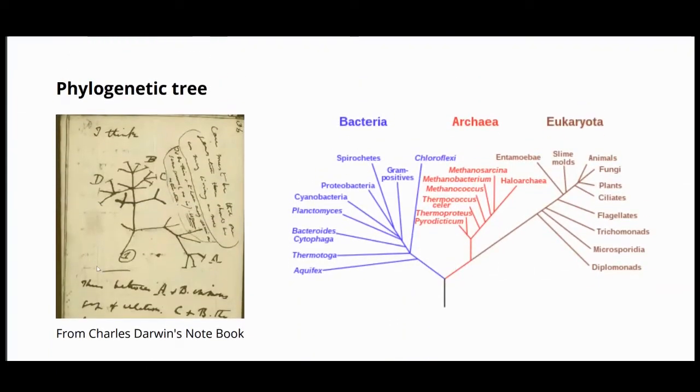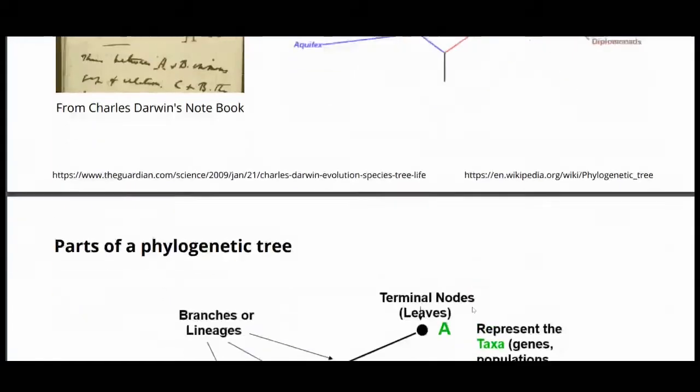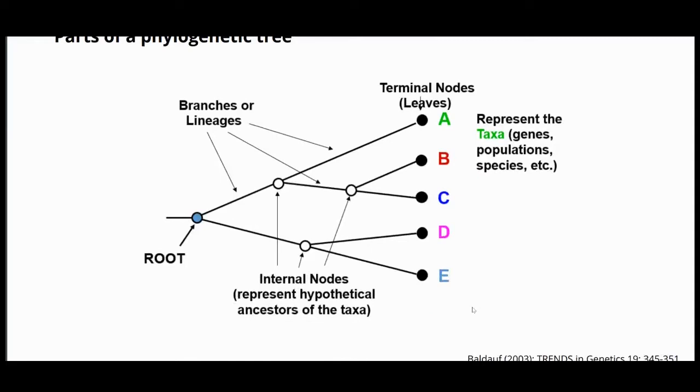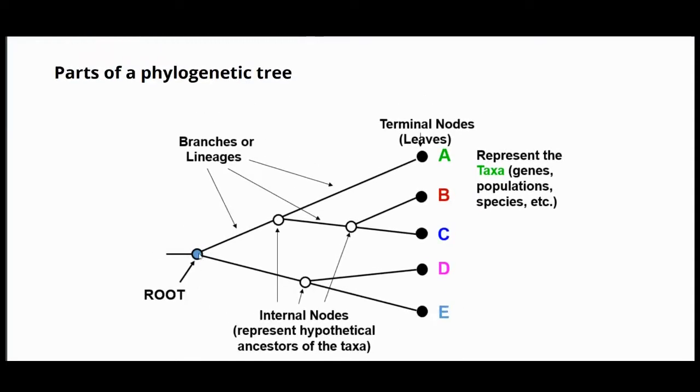So what is a phylogenetic tree? A phylogenetic tree is nothing but the graphical representation of evolutionary relationships. It is nothing novel in terms of concept. Even Charles Darwin used the concept of a phylogenetic tree in his notebook. So this is from Darwin's notebook. In the modern era, you have a phylogenetic tree of life. It has 3 domains: bacteria, archaea, and eukaryotes, and here you have a hypothetical ancestor. So what are the parts of a phylogenetic tree?